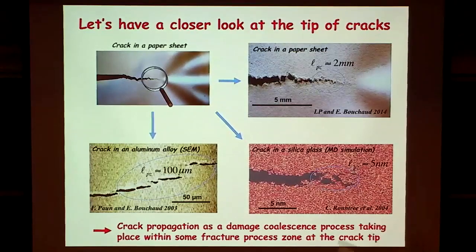Sorry, my question was: can you understand at least roughly where that number for silica comes from?